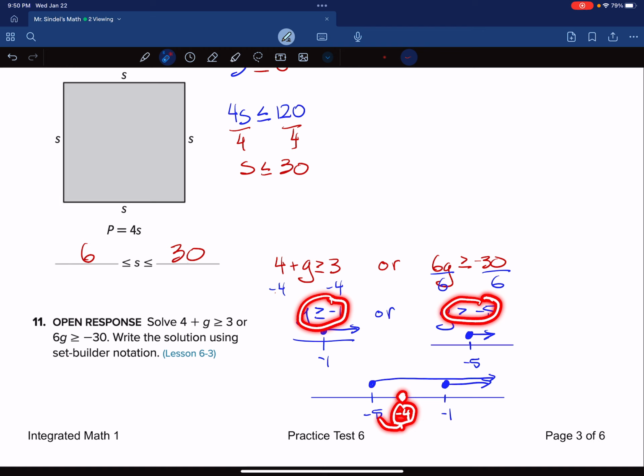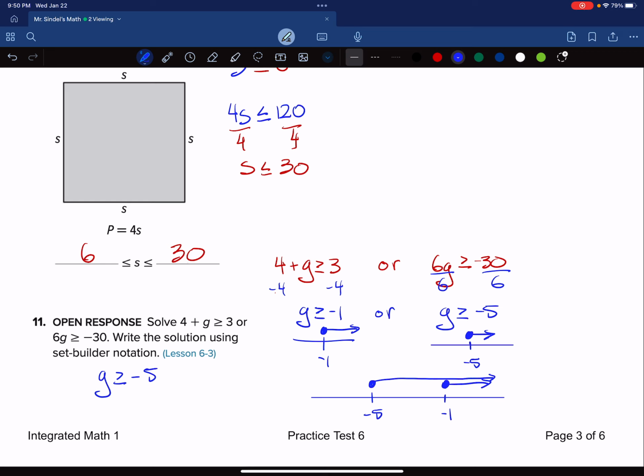If that's in the solution set, that's in the solution set, everything here is in the solution set. And I combine these just by saying, as long as you're bigger than that negative 5, you work. So you can say the final answer here is that g needs to be greater than or equal to negative 5. And you could make a simple graph if you want. If it wants set builder notation, here's the set builder notation. You put a line here, a g here, and we say it's the set of g such that g is greater than or equal to negative 5.